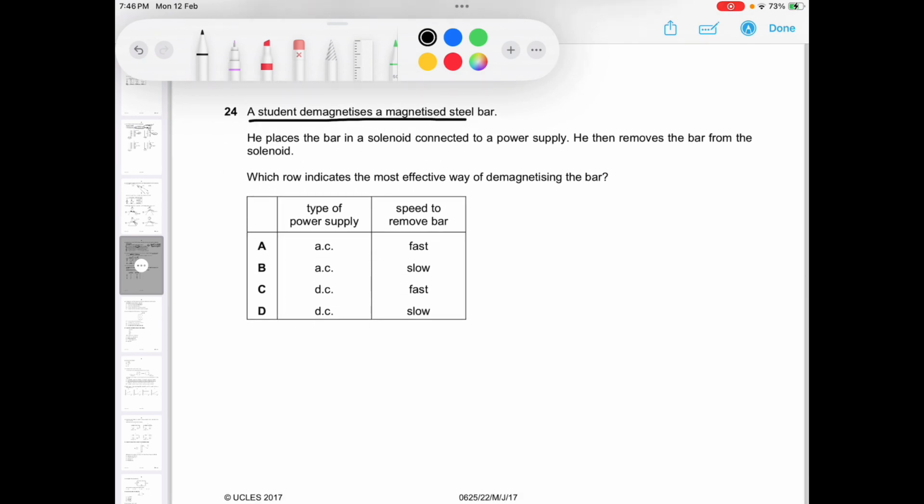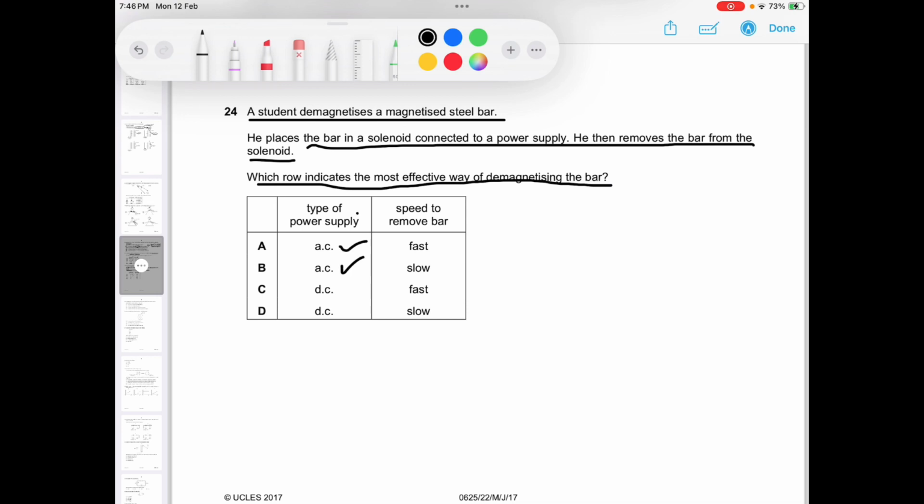A student demagnetizes a magnetized steel bar. He places the bar in a solenoid connected to a power supply. He then removes the bar from the solenoid. Which row indicates the most effective way of demagnetizing the bar? Type of power supply needs to be AC. DC is the one where we magnetize.